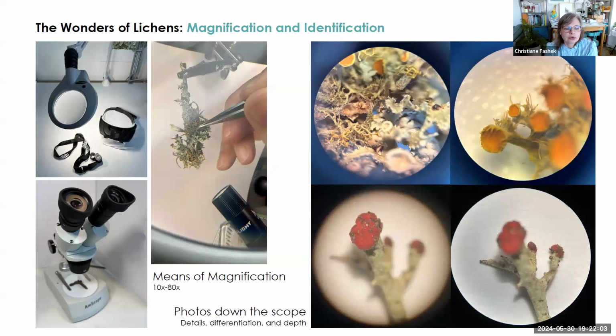I take reference photos with my phone and my macro photography apps. These are photos that I took down the stereo microscope lens. They help me pinpoint specific characteristics as well as the depth and layers of different lichen types and species.